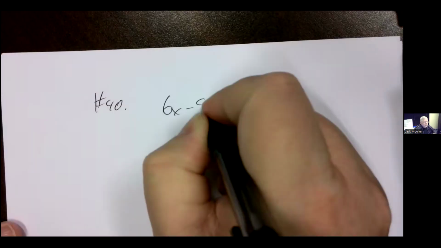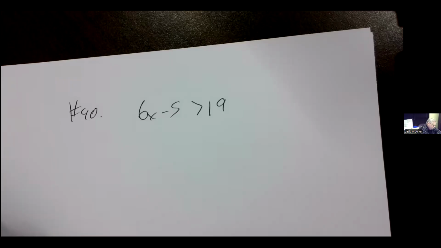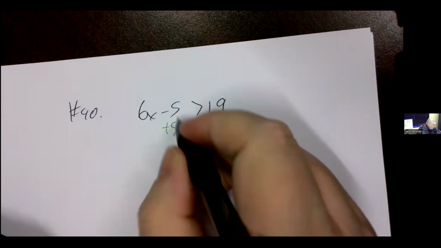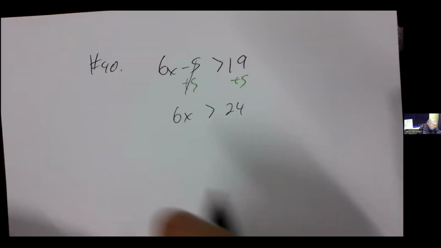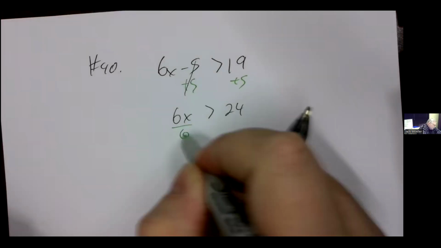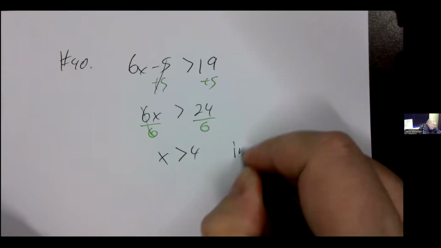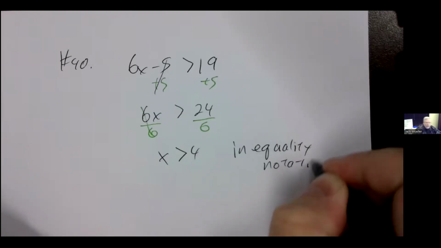So number 40, 6x minus 5 is greater than 19. So we're going to solve this. Normal solving process for isolating x. If you have a choice, I would generally get the variable to the left on these inequalities. That way you're reading it in the proper direction to help with the graph. And then divide by 6. But yes, we do get x is greater than 4. Like I said, this is the inequality notation. But make sure you're reading the instructions on what they want entered.